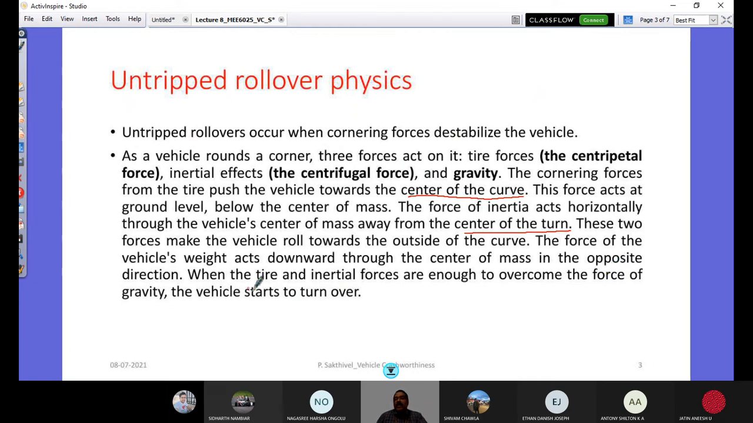Then the event of rollover takes place. When the tire and the inertial forces are enough to overcome the force of gravity, the vehicle starts to turn over. So this is what is importantly happening: those three forces are making the untripped rollover of the vehicle.